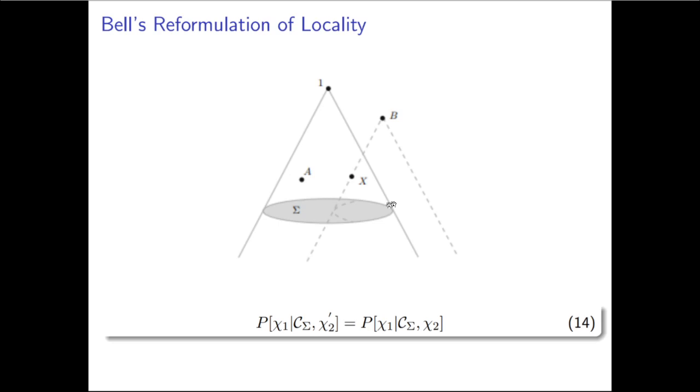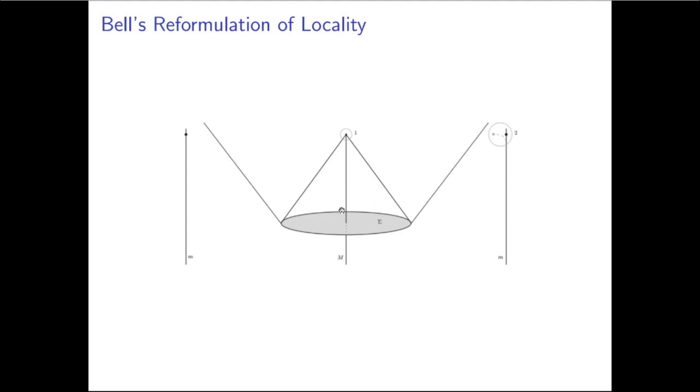So this is what is referred to as Bell's reformulation of locality. And I'll just leave you with a small toy example that we can take. We have a particle of mass m, and this is basically space-time, and this is the path taken. This is called the world line, right?